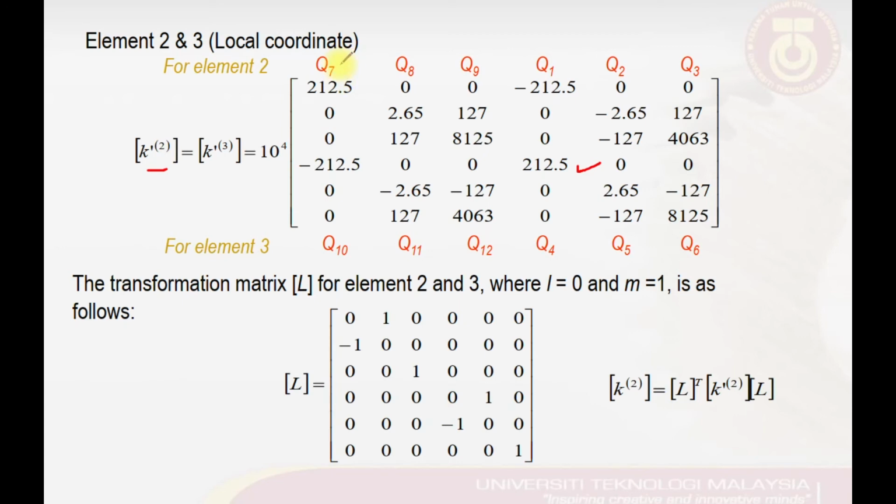where I have Q7, Q8, Q9, and the index where the element ends, which is followed by Q1, Q2 and Q3. So at the side here, I will write the same as well, the index to my element stiffness matrix.